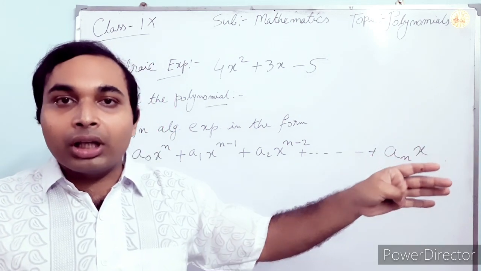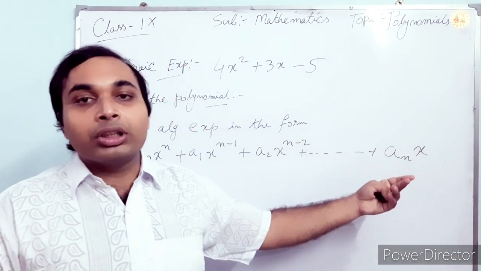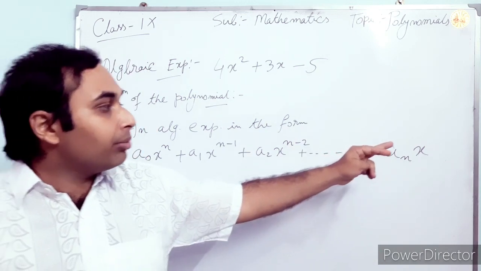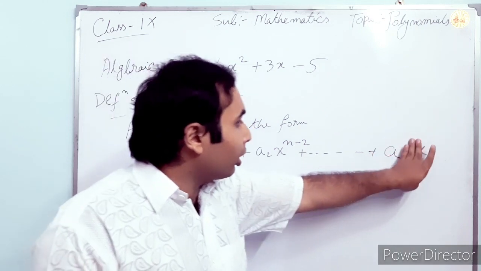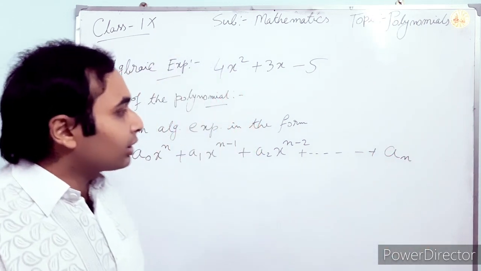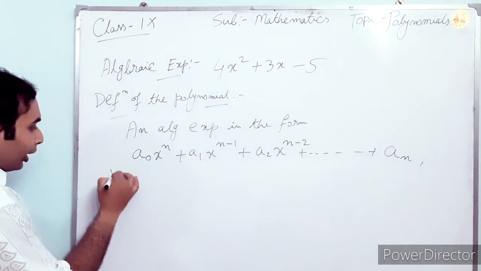You know from the rule of exponents that something to the power 0 is 1. So x to the power n minus n means x to the power 0, so it is coming 1. That's why we will not write anything here. So that is an. Now, some conditions are there.